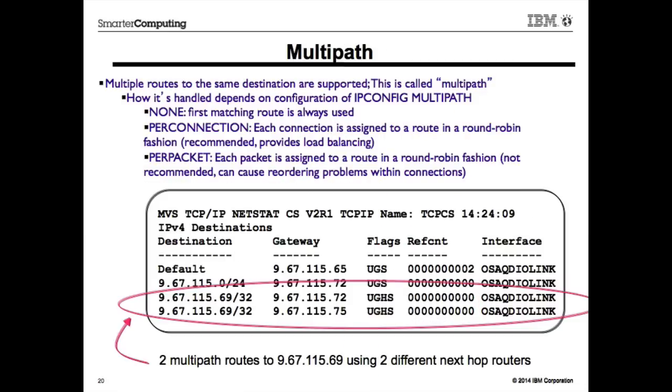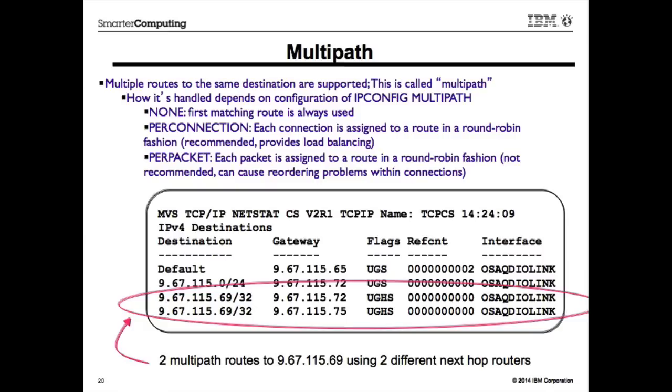Now on slide 20, there's also the concept of multipath. You can have multiple routes to the same destination in your routing table. This is called multipath. Those routes will be in the table if they're available, but how they're used depends on how you configure the TCP/IP stack. There's an IPCONFIG MULTIPATH configuration. If you configure multipath none, then the first matching route is always used. So if you configure multipath 1, then the third route in that routing table will be used to route to that destination every time.